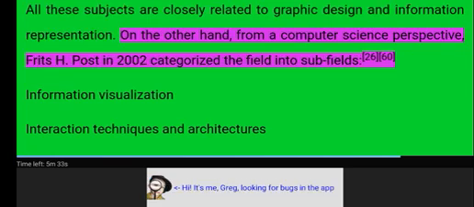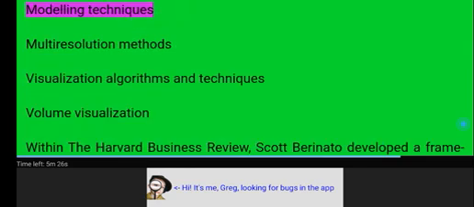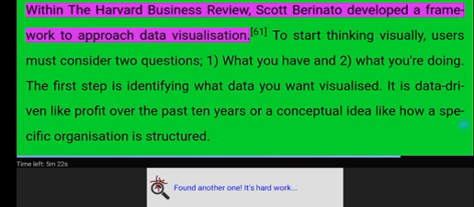On the other hand, from a computer science perspective, Fritz H. Post in 2002 categorized the field into subfields: information visualization, interaction techniques and architectures, modeling techniques, multi-resolution methods, visualization algorithms and techniques, and volume visualization. Within the Harvard Business Review, Scott Berinato developed a framework to approach data visualization.